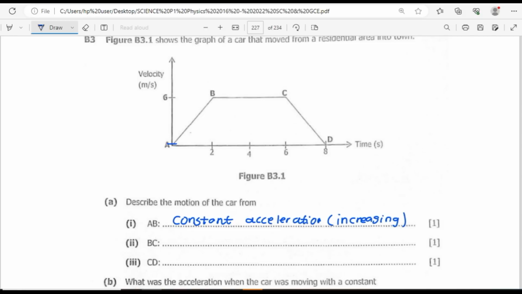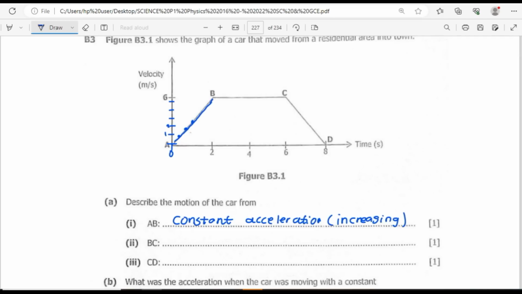Because if, let's say, this is our 0, and you have 1, 2, 3, 4, 5, 6, this is our 1, 2. So if I'm at this point, the velocity is 1. If I move to this point, the velocity is 2. If I move to this point, the velocity will be 3. So we can see that as we are moving up, the velocity is increasing.